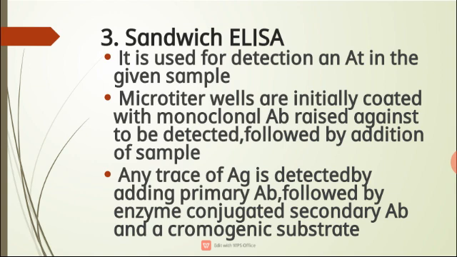Third type is sandwich ELISA. It is used for detecting antigen in the given sample. Microtiter wells are initially coated with monoclonal antibodies raised against the antigen to be detected, followed by addition of the sample. Any trace of antigen is detected by adding primary antibodies, then enzyme-conjugated secondary antibodies, and the chromogenic substrate is added.